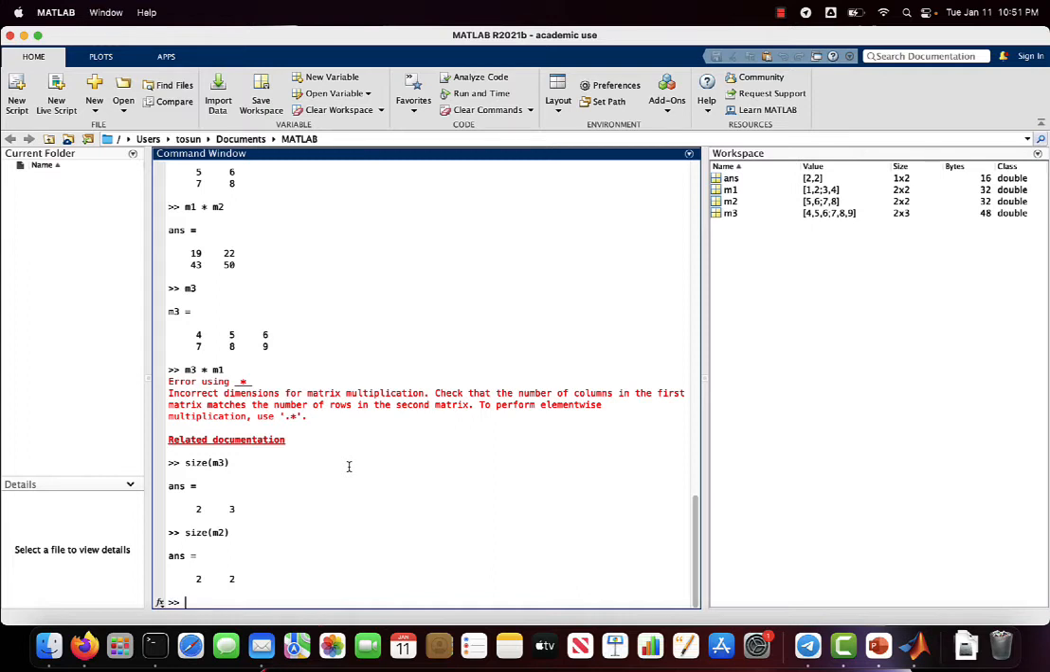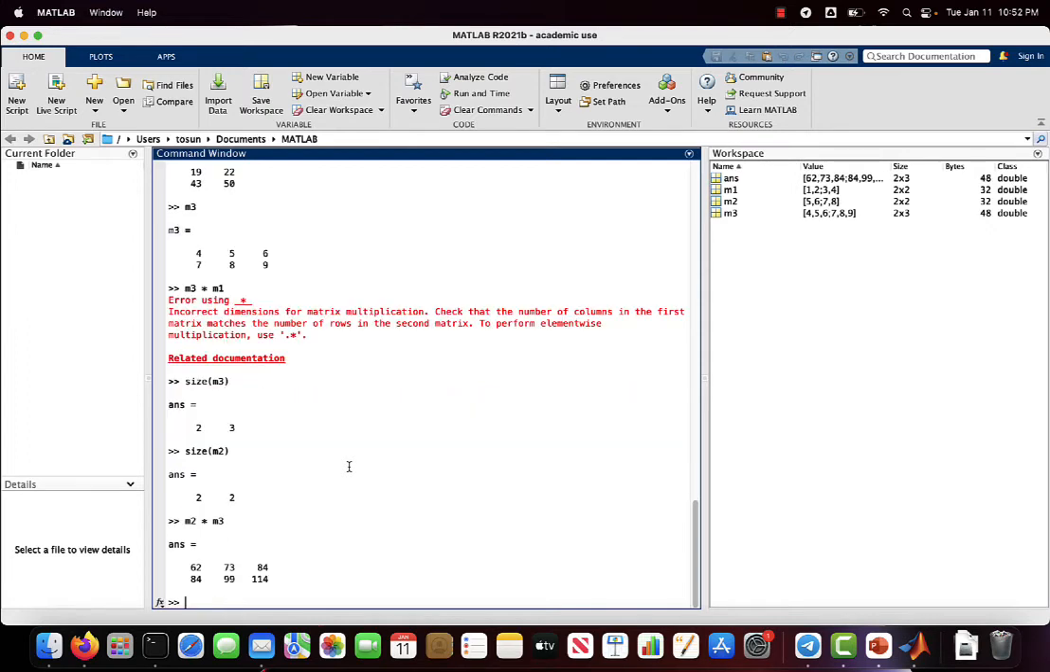And so we can multiply M2 with M3, but this time the order is different. Why? Because the column count of M2 is the same as the row count of M3, and as you see, the result has the same row count as the first matrix and the same column count as the second matrix.